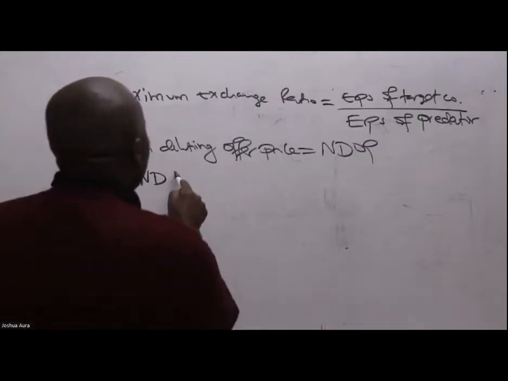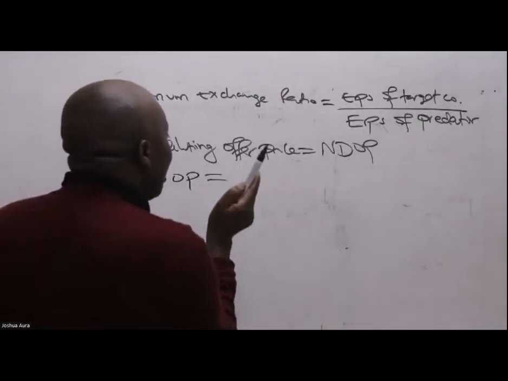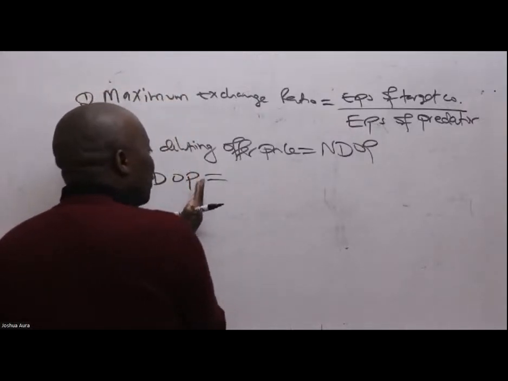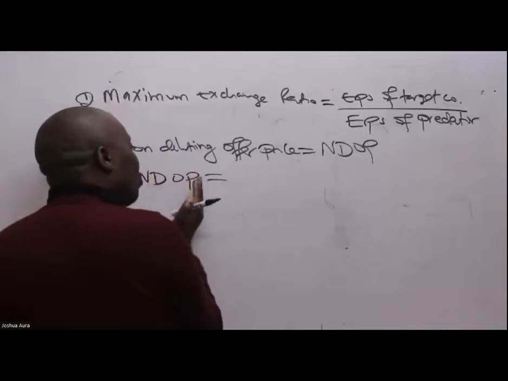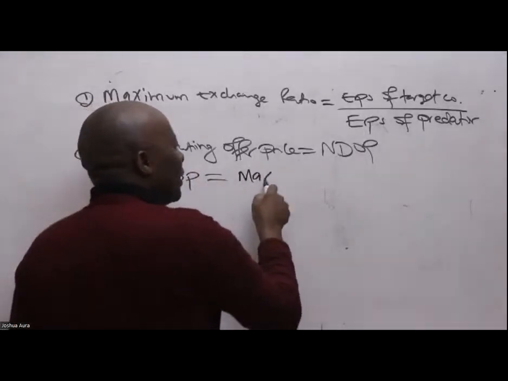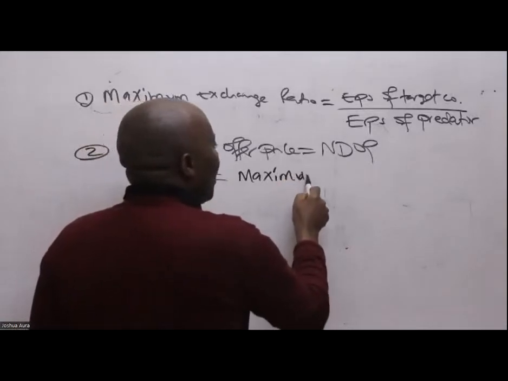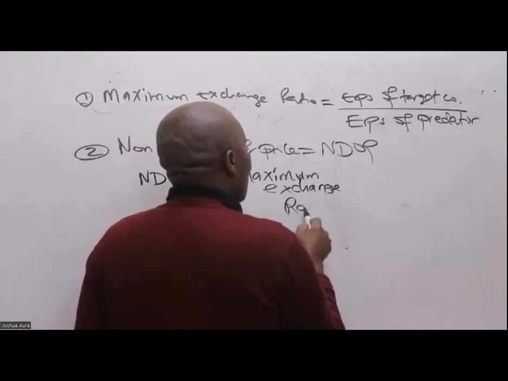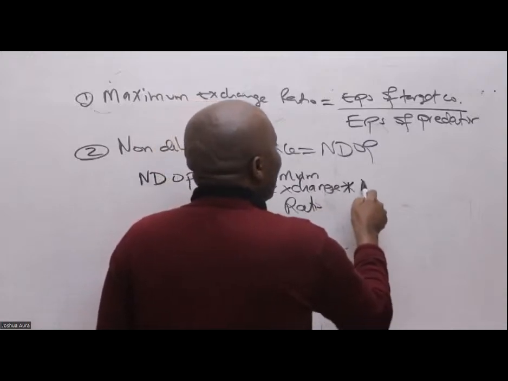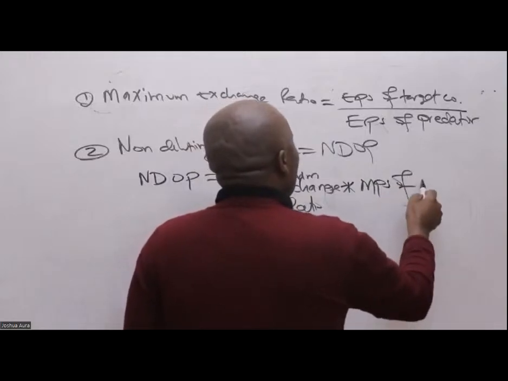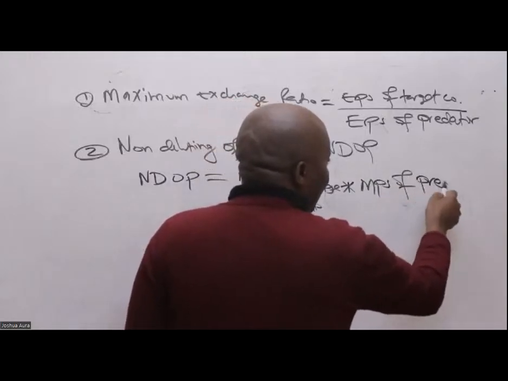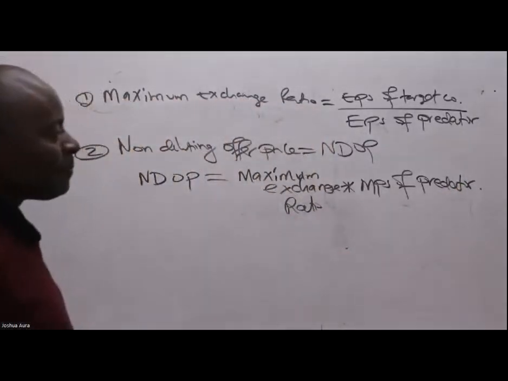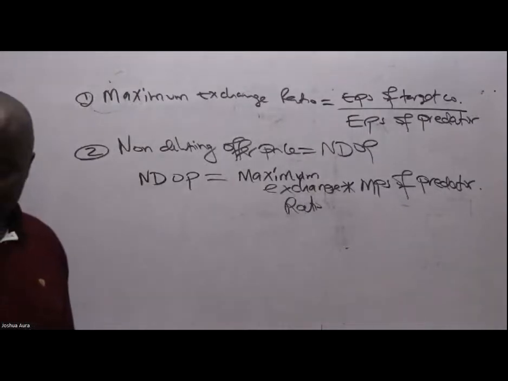NDOP. The easiest way that I taught you to remember this formula quickly is that any time you want to get NDOP, always think about maximum exchange ratio times MPS, not MPS of the target, but MPS of the predator company.